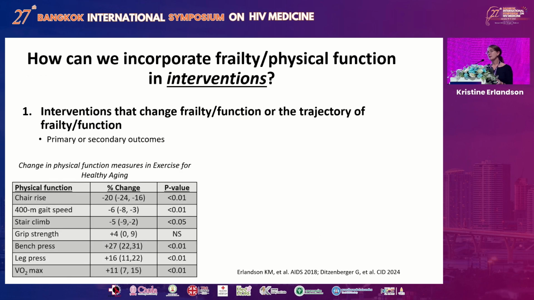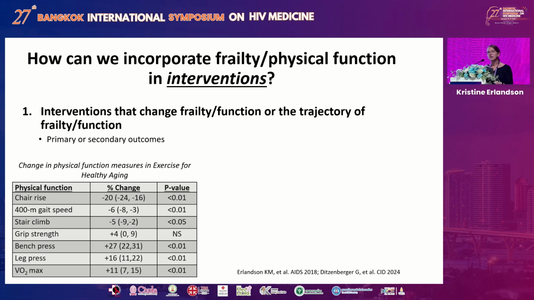So with that in mind, hopefully you're convinced that you'd like to include some measure in your study or in your clinic setting. So how can you think about which measures to include and what might you think about? So number one, we should think about intervention, or you can think about including function when you're looking at interventions that could change frailty or physical function or the trajectory of frailty or physical function. So for example, you might include frailty or physical function as a primary outcome for some sort of intervention that you're testing.